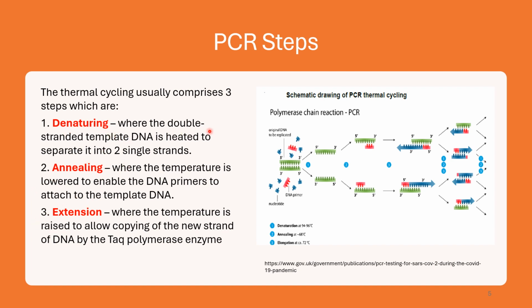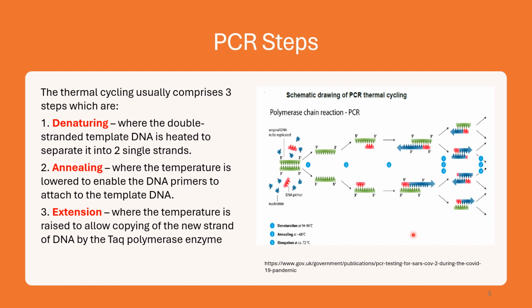Denaturation, whereby the double-stranded DNA template is heated to separate it into two single strands. The denaturation temperature ranges between 94 to 96 degrees centigrade depending on the type of the template. Second step is the annealing, where the temperature is lower to enable the DNA primers to attach to the template DNA. Annealing usually ranges from 55 to 60 degrees centigrade depending upon the set of the primer and the template DNA.